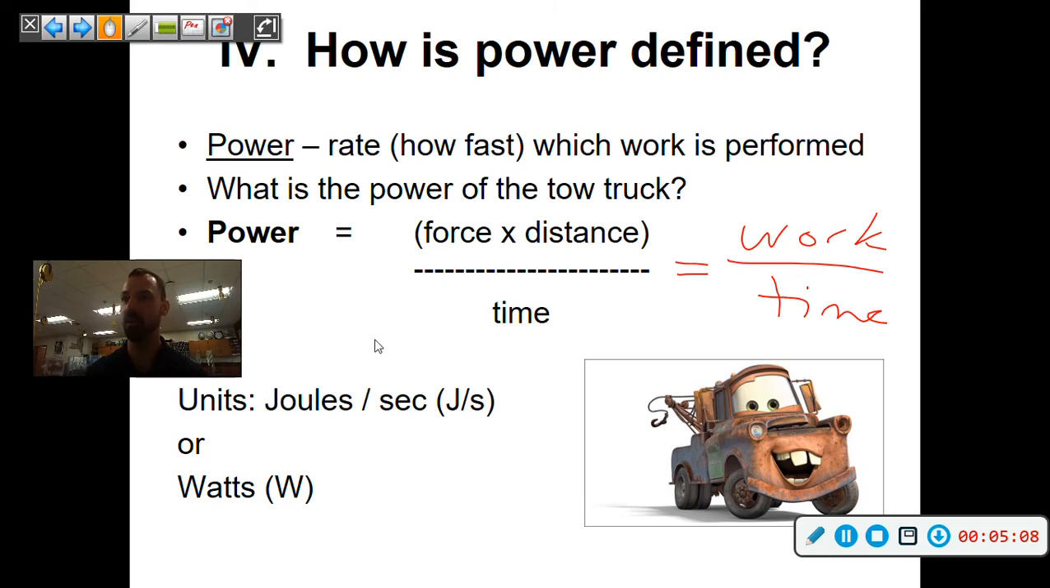All right, the units are joules per second, or once again, they made another unit, we call it watts, which is a capital W. You can see that with light bulbs. That's the amount of power being used by the light bulb each second. So that's what wattage is a measurement of.